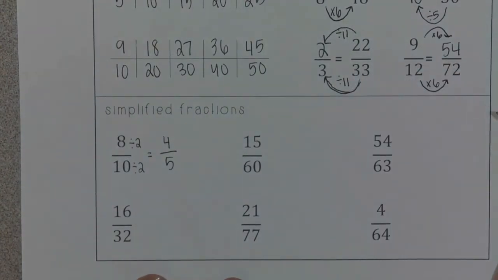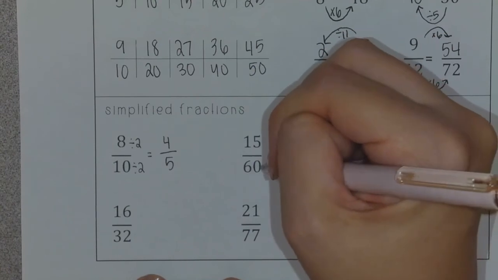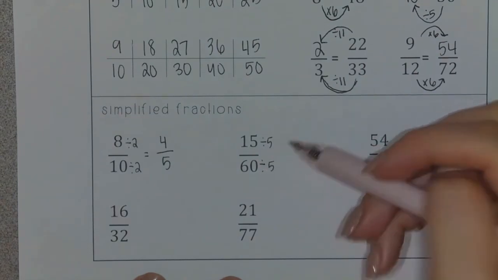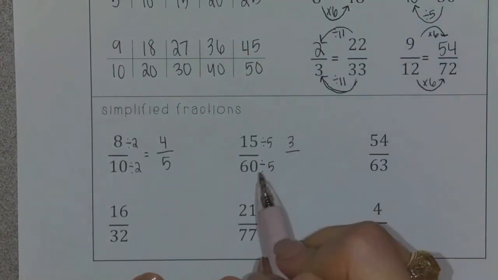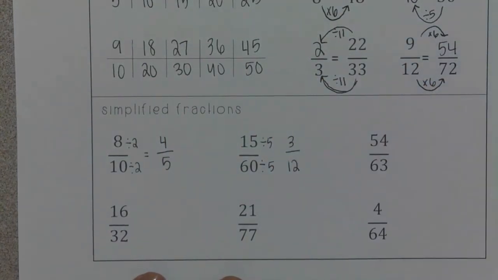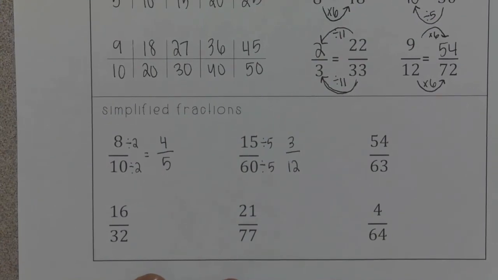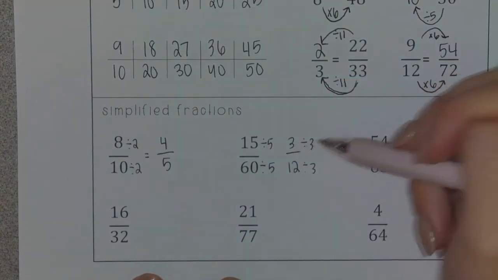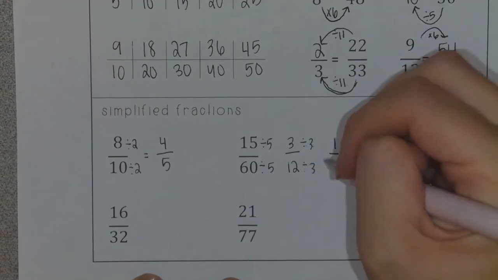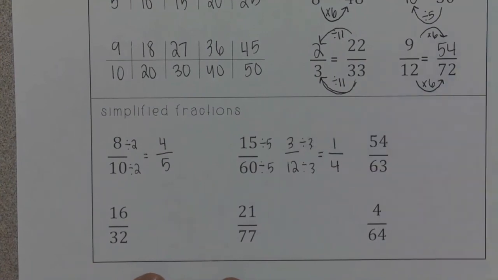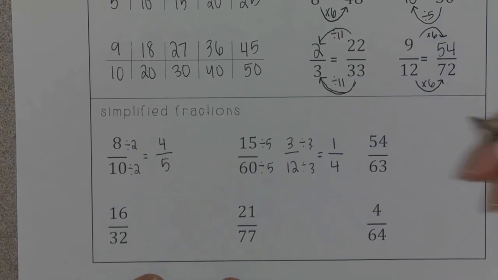Okay, let's do 15 over 60 or 15/60. One ends in a 5, one's in a 0, so they both are divisible by 5. So I have 15 divided by 5 gives me 3. 60 divided by 5 gives me 12. So right now I have 3/12, but I think that 3 and 12 can both be divided by the number 3. So 3 divided by 3 gives me 1. 12 divided by 3 gives me 4. So 1/4 is the simplified fraction of 15/60. So sometimes you might have to divide multiple times to get that as small as we can go.